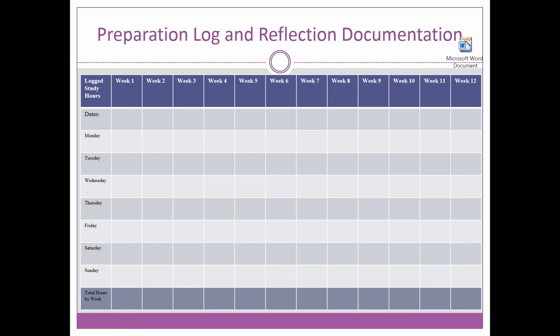This preparation log and reflection documentation can be used as you keep track during your preparation period of how much time you've put in. You can use each week column working down. So you put the dates for the week and then the number of hours you spend each day. So you may spend 1 hour Monday, 2 Tuesday, 1 hour Wednesday, 1 hour Thursday, 0 Friday, 0 Saturday, 4 hours Sunday. Then you'll total that up at the bottom of the week and move on to week 2.